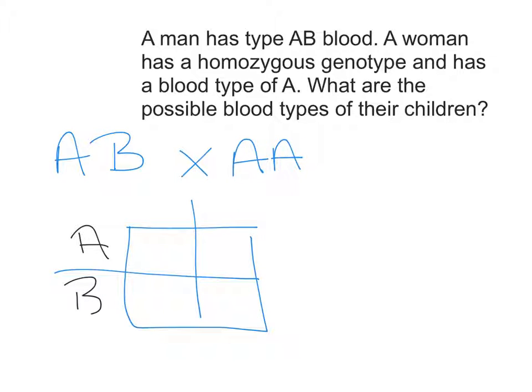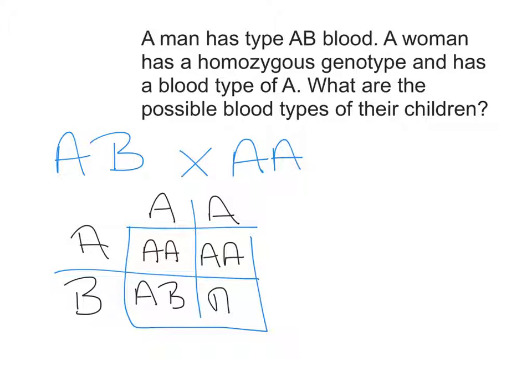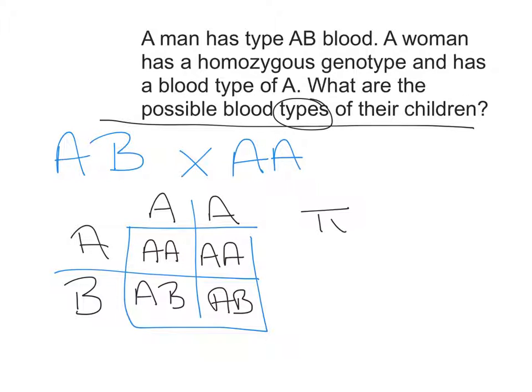So A, B for the man, A for the woman, and we fill in the Punnett square. Then we go back and answer the question asked. What are the possible blood types of their children? In this one, we're not actually looking for ratios. We just want to know the actual possibilities. Asking for blood types means that we're asking for phenotypes. So these kids can either be type A or they can be type AB.